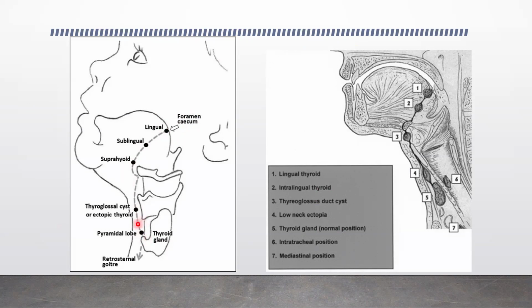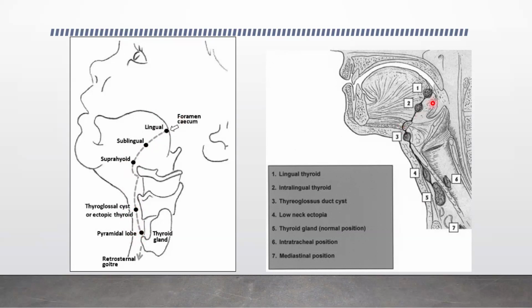Then the normal level is attained at around the 7th week, in front of the trachea. So it goes on the sublingual level, the suprahyoid level, the hyoid level, the laryngeal level, and then the tracheal level. So actually at those levels, you can have ectopic glands being left there.